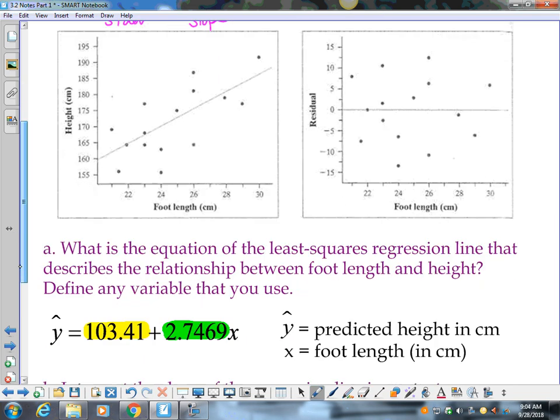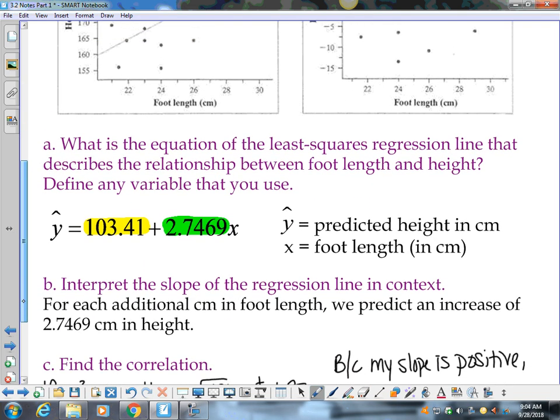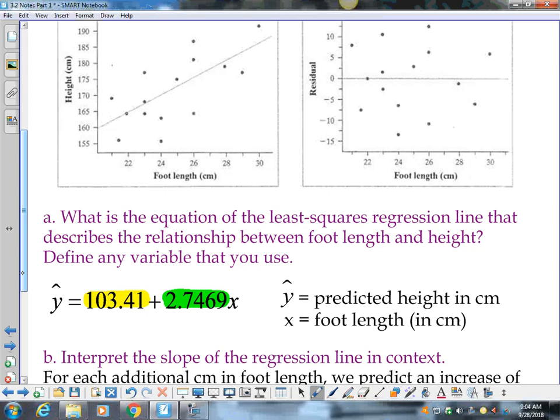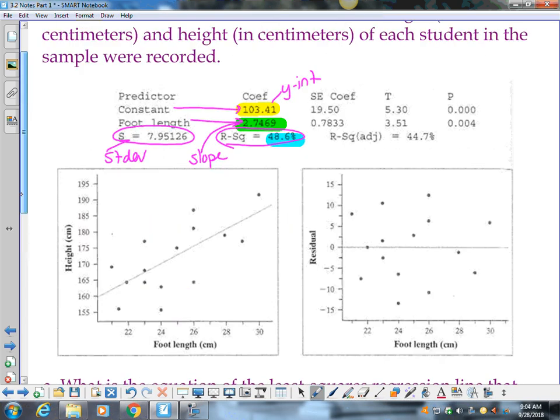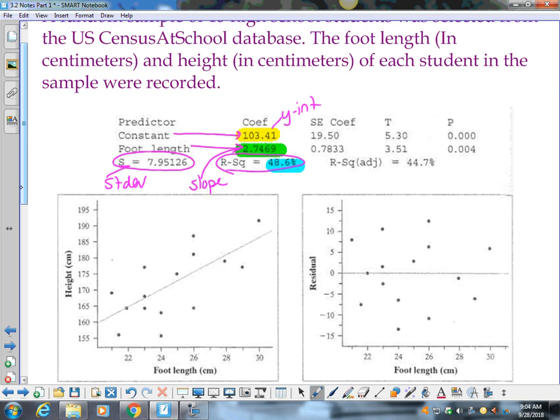Very nice of them. What is the equation of the least squares regression line that describes the relationship between foot length and height? Define any variable that you use. I'm not always going to say that. You have got to remember that. Okay, so if it wants the equation, well, guys, I don't have any data to type into my L1 and my L2. But remember, they gave you the y-intercept, and they gave you the slope.